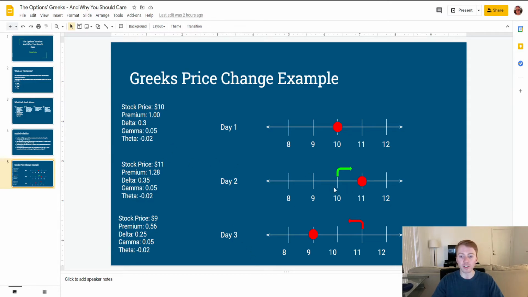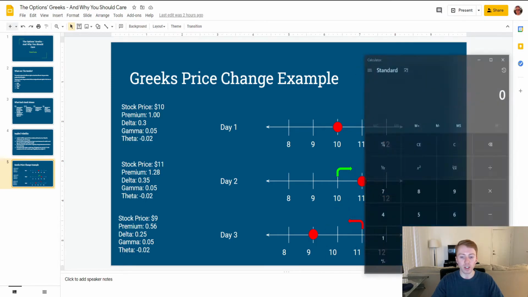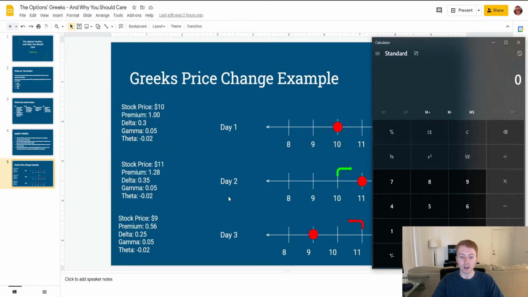Now we're going to look at day two. Day two, the stock price increased from $10 to $11. So then we can calculate the premium now. We take the $1 that we paid, and since the stock increased by $1, the delta is going to kick in, and we add that 0.3. So then we hit a 1.3 premium, but the theta has to kick in too, so we subtract the 0.02. That's how we end up with this 1.28 premium now.